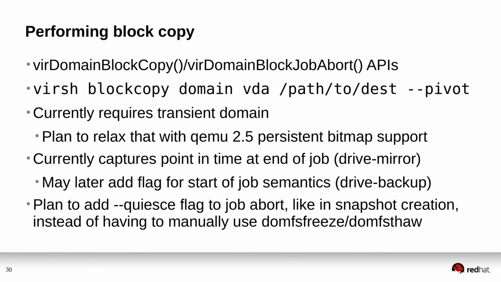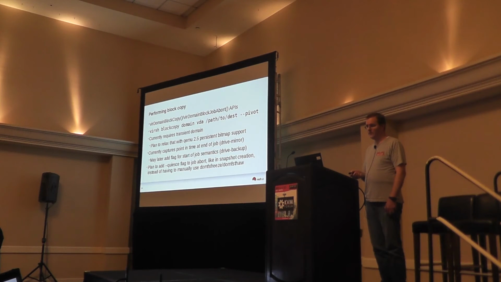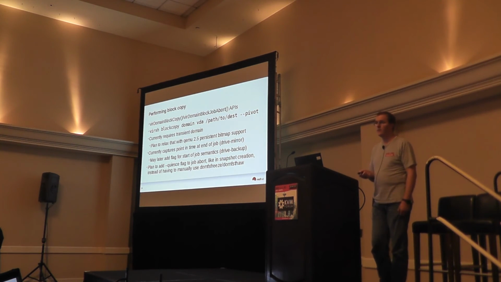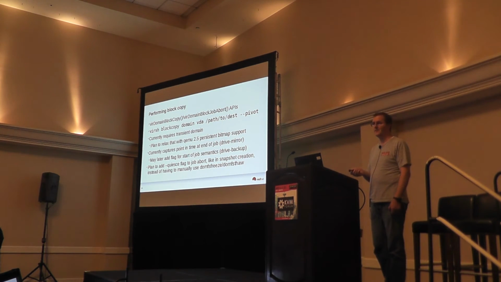Block copy, same story. We have the block copy API, and then once things are synchronized, you create your point in time by calling block job abort to either abort to the original or abort to pivot to the new copy. Right now, the block copy requires a transient domain, and that's because we don't have persistent bitmaps in QEMU yet. But that's coming down the road.